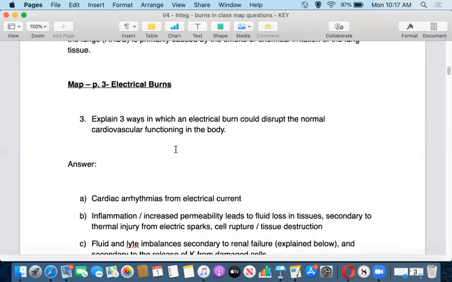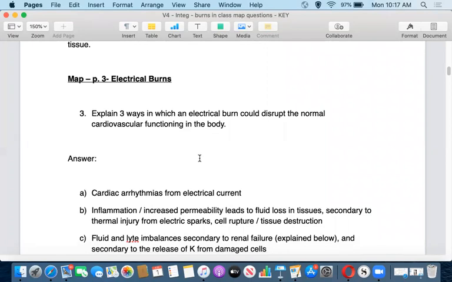And the third, we've got fluid and lyte imbalances, and we're going to talk more about that repeatedly throughout this unit. You could have renal failure, and then there's a kind of a wild card in terms of your lytes could go any which direction with renal failure. And also with cell lysis, you get the release of potassium into the bloodstream, thereby raising potassium levels. And anytime you have potassium levels getting too high, then you have the chance for cardiac arrhythmias.